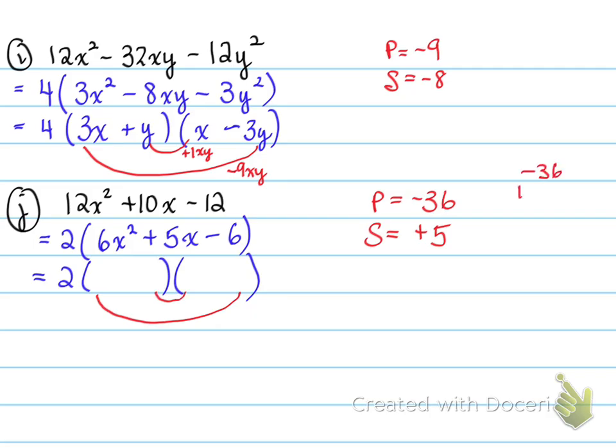Negative 36. What two numbers multiply to give you negative 36? And assign the larger number the positive. So we have negative 1 and 36, and the 36 is positive. We have negative 2 and 18. And then we have negative 3 and 12. And then we have negative 4 and 9. And that's the combo that works. So what we're going to do is put in 9x. Negative 4x is my outer inner.